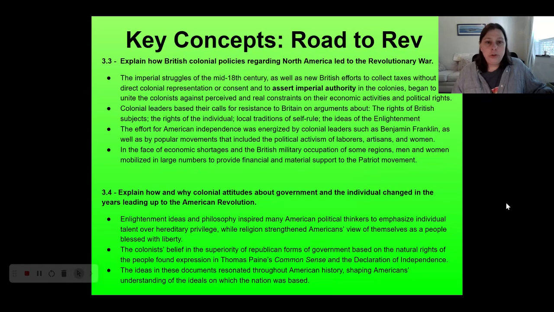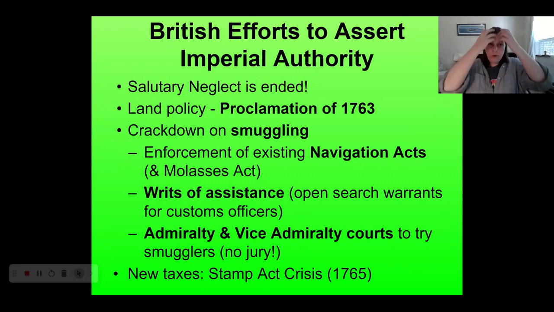So coming into the Road to the Revolution, two key concepts that highlight this stuff here are 3.3 and 3.4, which talk both about the events and also about changes in attitudes and things of that nature that you need to know a little bit about. So first up, if you want to be a step ahead of other test takers, it's really good to know a little bit about some of the things that colonists are upset about that aren't taxes, right? Because everybody knows, oh, taxes, that's the cause of the American Revolution. But there's other things going on too.